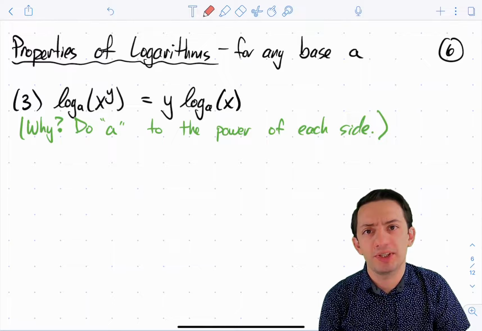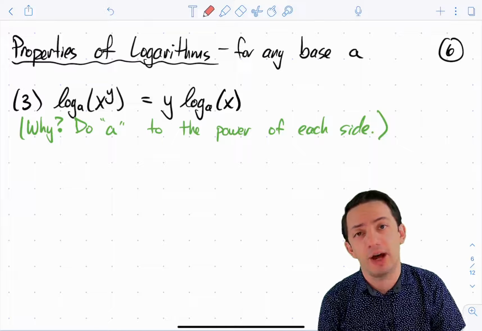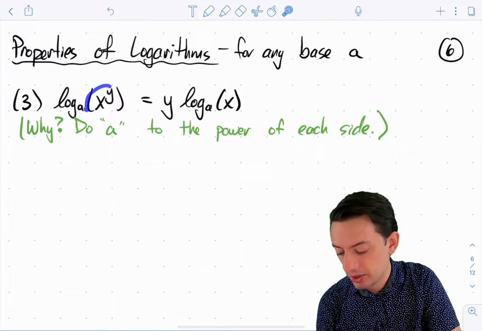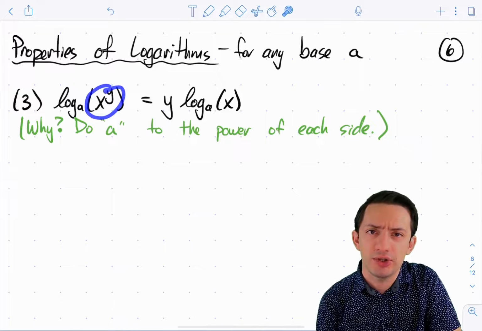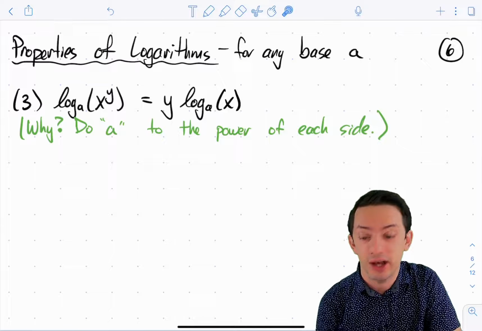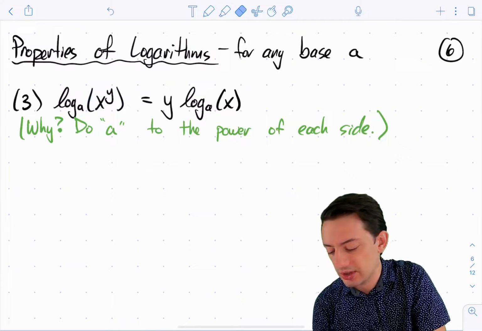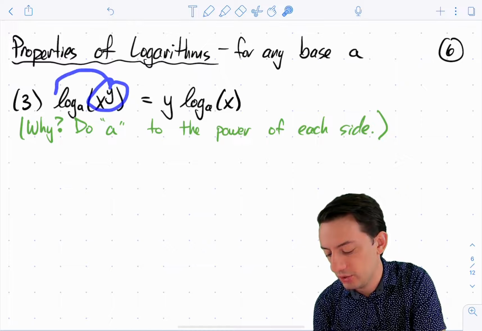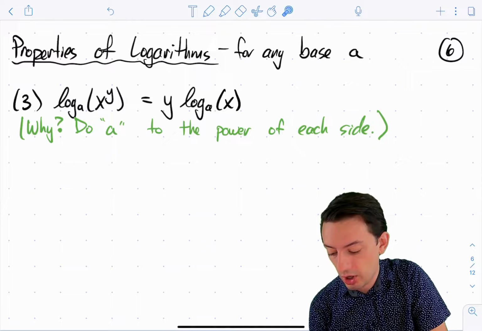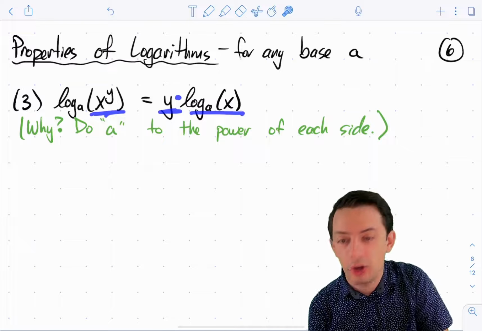Our next property is a little bit different, but it is still talking about how one operation inside becomes another operation outside, except instead of multiplication or division, the operation inside is exponentiation. So this is a rule that looks pretty weird, actually. It says if you have the log for any base of a power x to the y, then what you can do is you can take that y and you can move it out front as a constant multiplier. So log base a of x to the y becomes y times log base a of x.